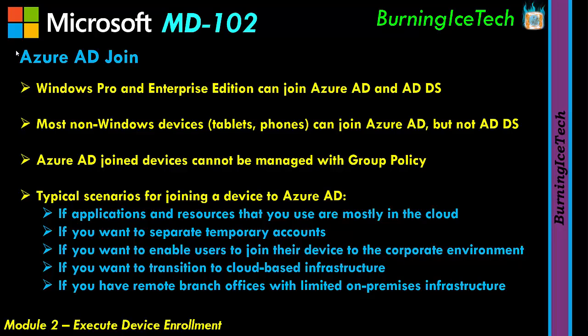A fifth scenario here, folks, would be if you have remote branch offices with limited on-premises infrastructure. So this is some random branch in the middle of nowhere. They might not have access to internet, or the internet access is slow and unstable. We all know a place like that somewhere. If you find yourself in a situation like that, maybe, just maybe, moving some of your stuff into the cloud will be a good option.